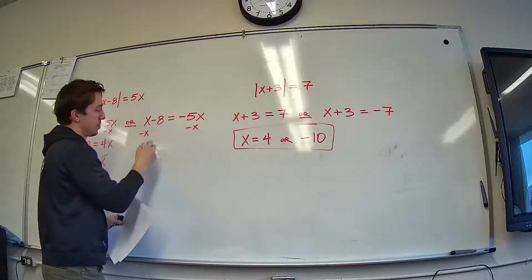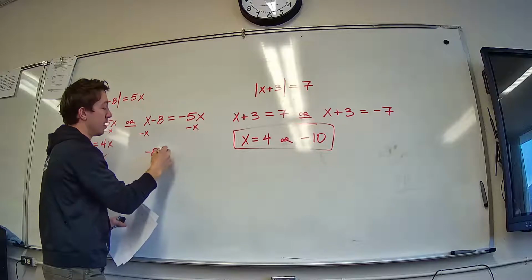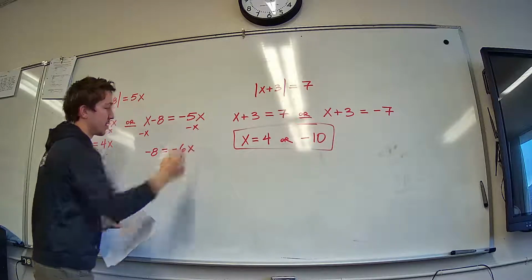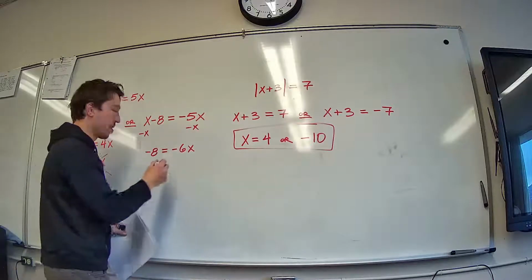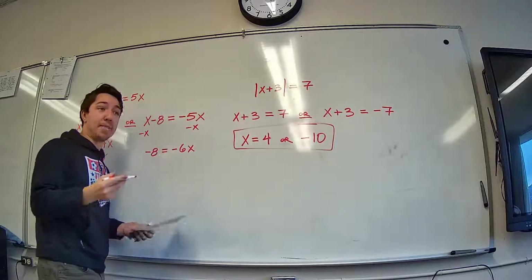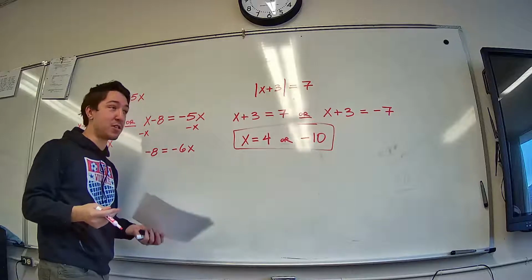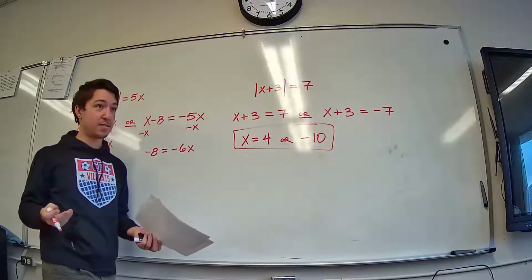Minus x. So you get negative 8 equals negative 6x. Negative 5 banana minus 1 banana make negative 6 banana. You have negative banana. If you were a banana broker, say you're selling futures or you're shorting some bananas.